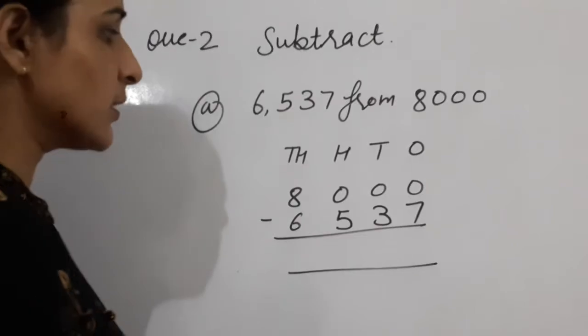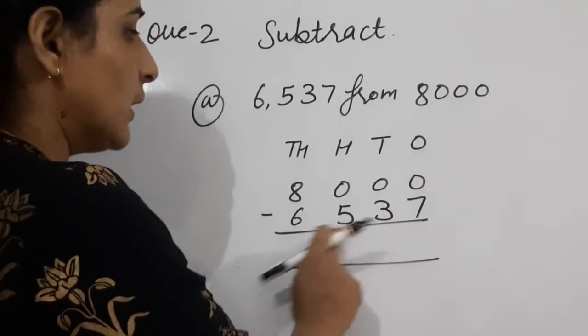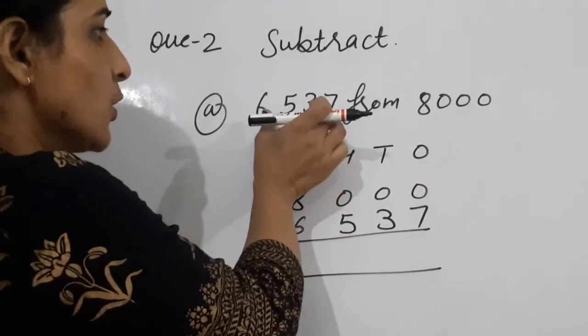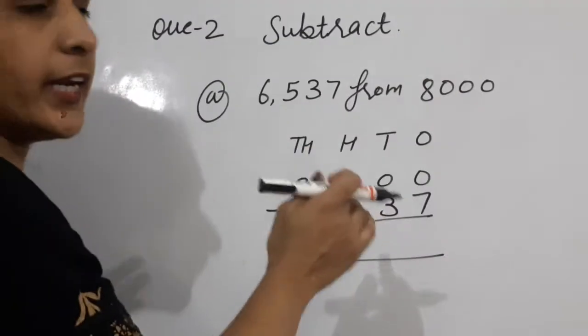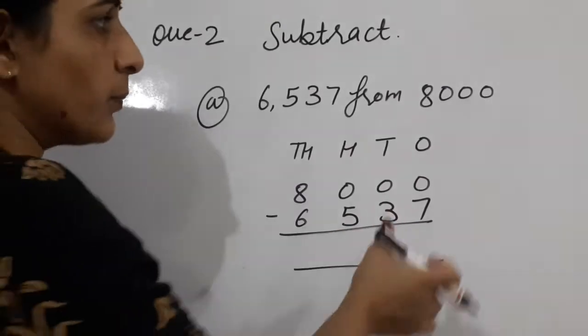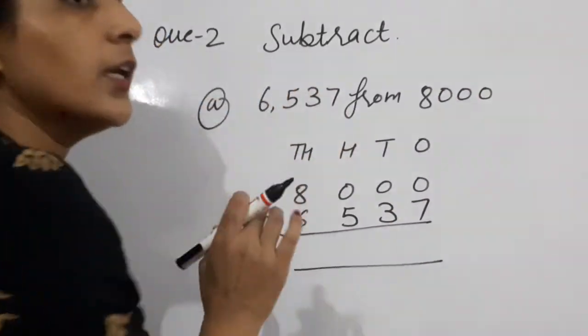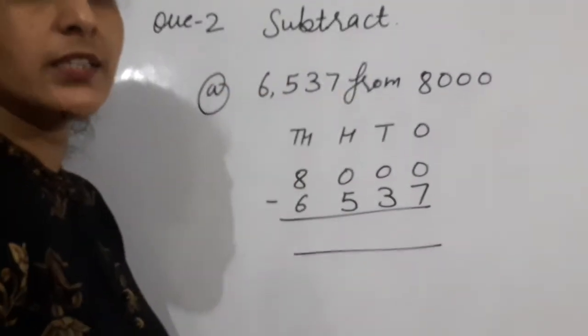Remember students, don't write this one first. Clear? This is given in the first. So most of the students write this number first, and after that you write 8000. So how can we subtract? Because this is the bigger and this is the smaller. From the smaller number, how can we subtract the bigger?